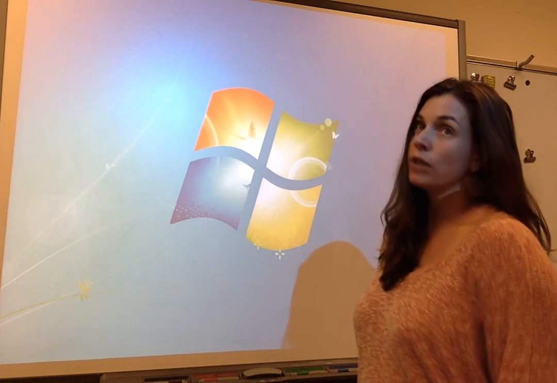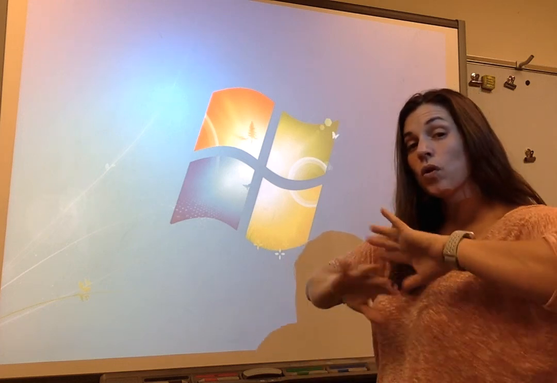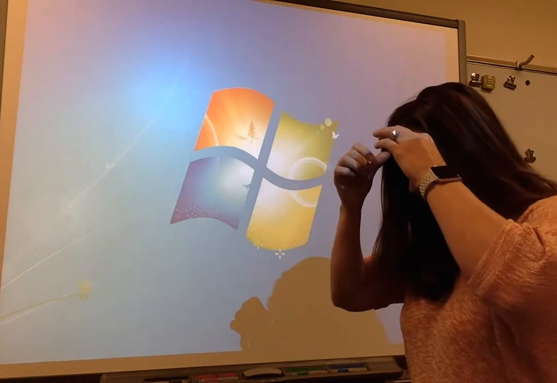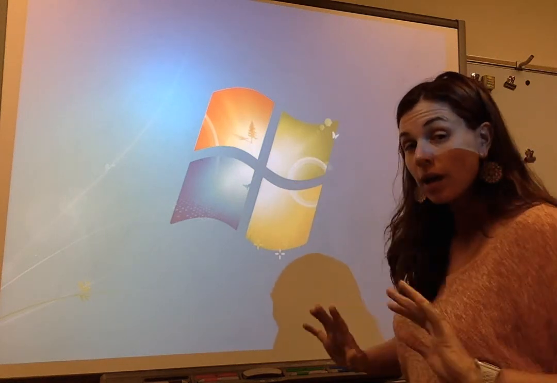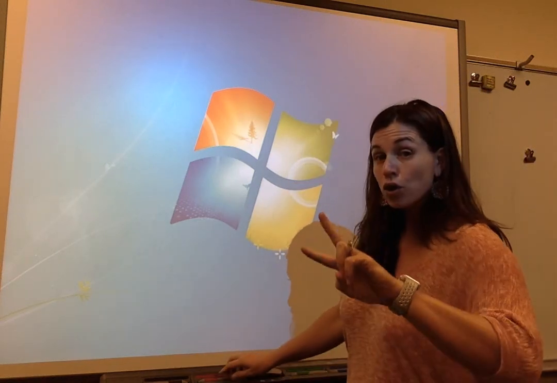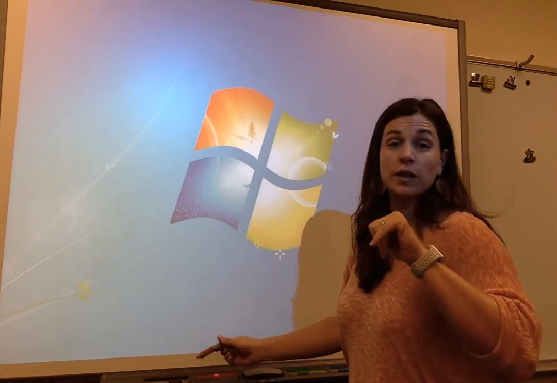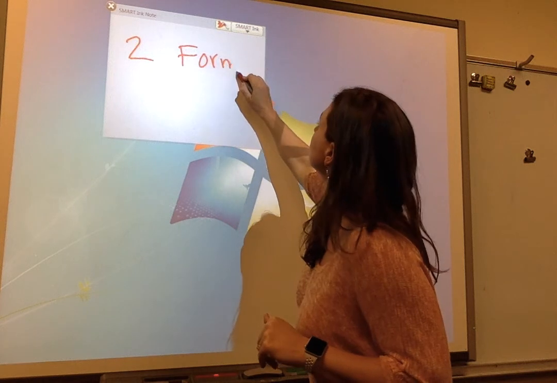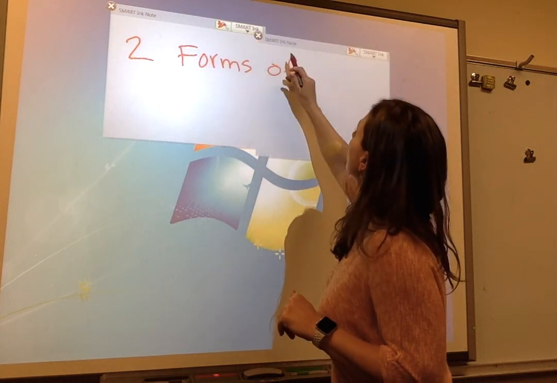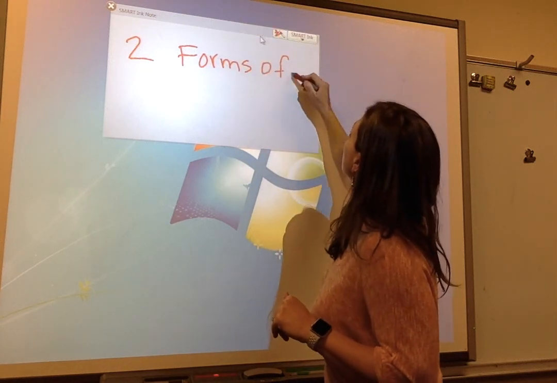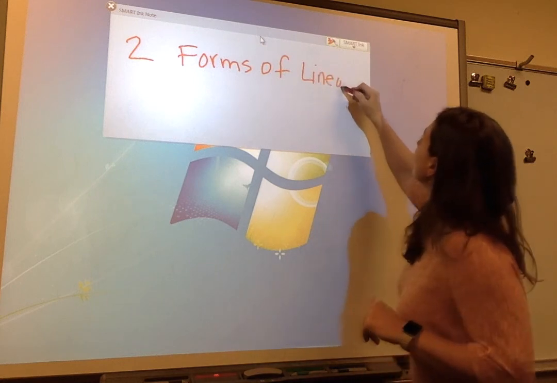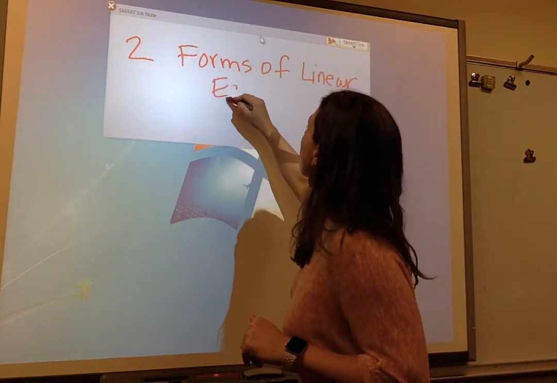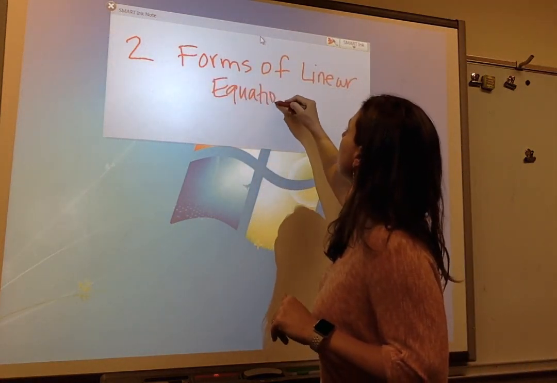All right, our next journal entry for Unit 4. Remember, this whole unit is about linear equations. So when we talk about linear equations, there are two forms that we use. So we have two forms of linear equations. Now, this is going to be on the next page in your journal.